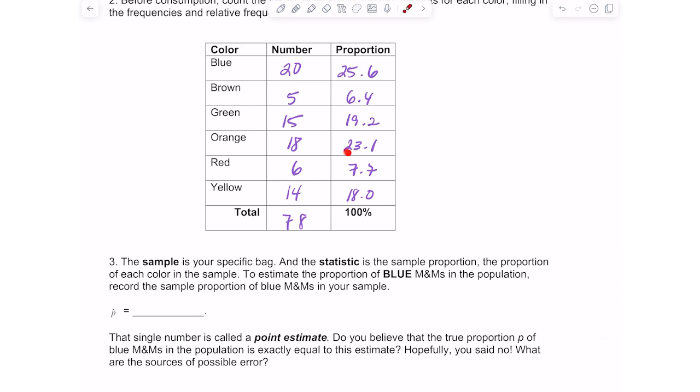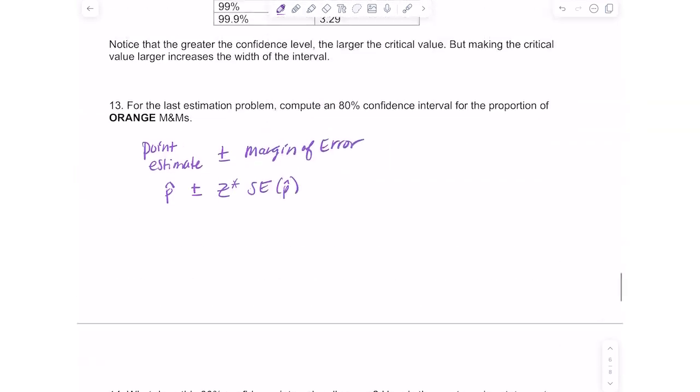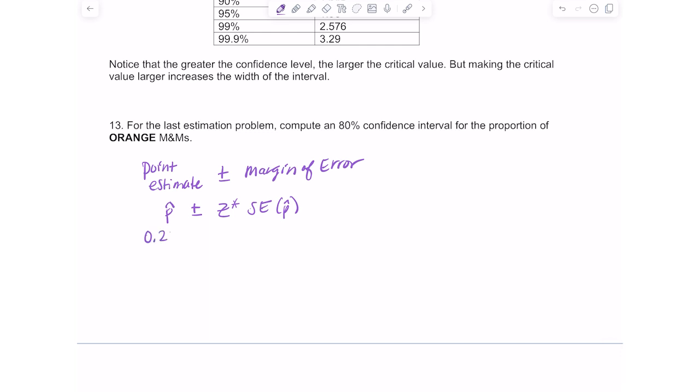So if we go back and look, for orange, we have 23.1. So I'm going to convert that back to a decimal, which would just be dividing by 100. It would be 0.231. Okay, so my p hat for orange is 0.231. That's my point estimate. So we're saying, okay, in our sample, 23.1% of the M&Ms are orange, plus or minus this margin of error.